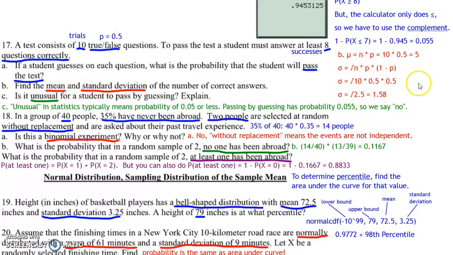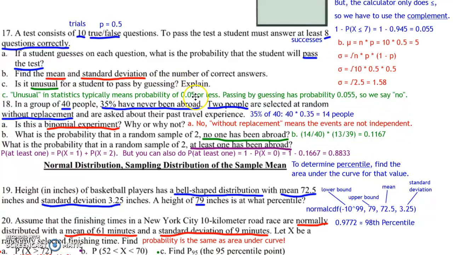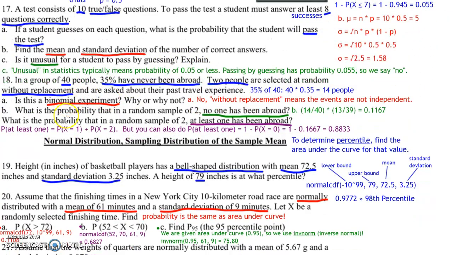This is boring old hat stuff. You have the formula for these two things. And then is it unusual for a student to pass by guessing? No, because unusual means 0.05 or less, and 0.055 is greater than that. So that's what we talk about when we say unusual.